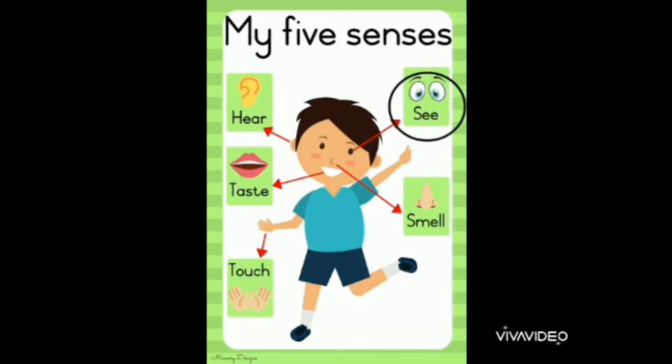Our eyes help us in seeing everything, which means we see with our eyes. We smell with our nose, which means our nose helps us in smell. We hear with our ears, which means our ears help us in hearing. We touch with our hands, which means our hands help us in touching anything. We taste with our tongue, which means our tongue helps. Now you all understand what senses are.